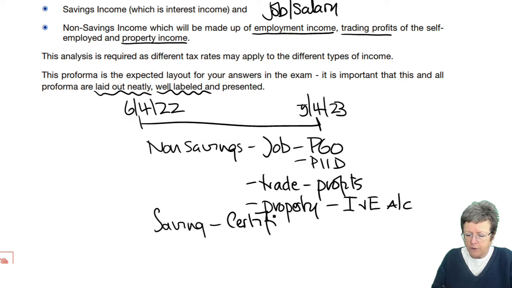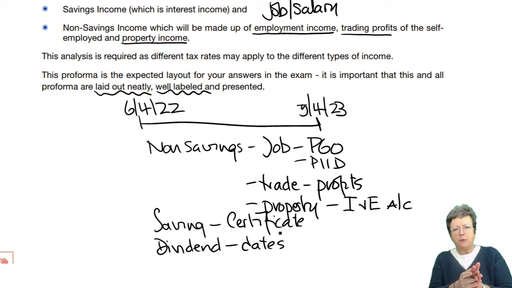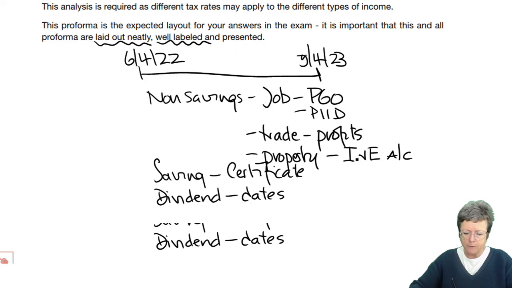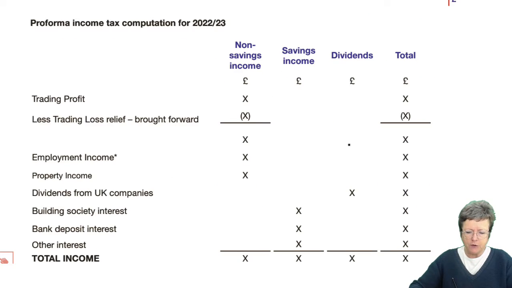Okay, what a certificate. And a dividend, because remember we've got 3 columns, the dividends are received on certain dates. So any date that falls between the 6th of April 22 and the 5th of April 23, if you have a dividend with a date between those two, that will go in the pro forma. Okay, so let's have a look at that pro forma in some detail. It's on the next page, if you'd like to turn to that.